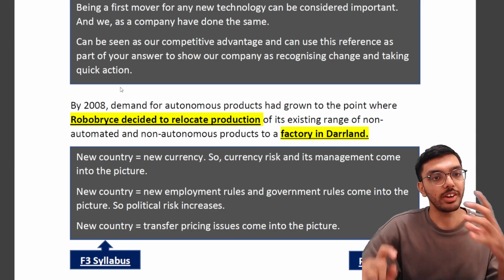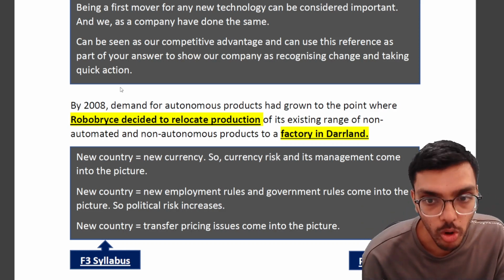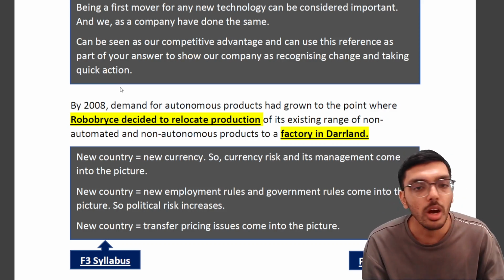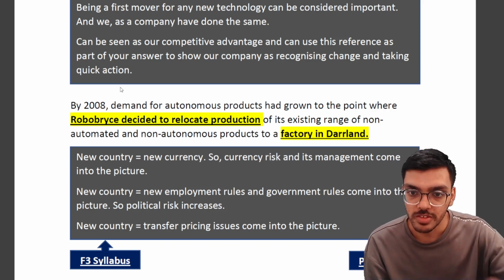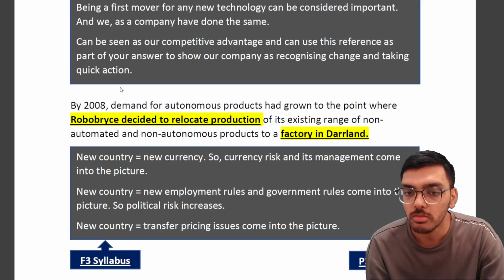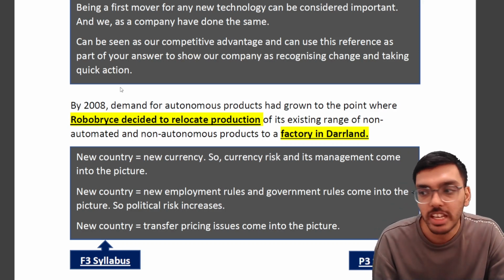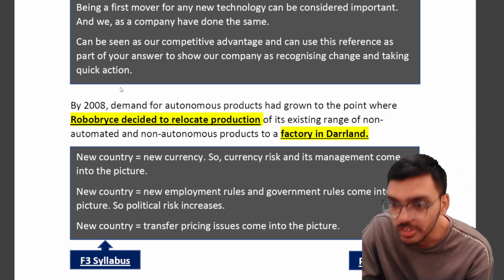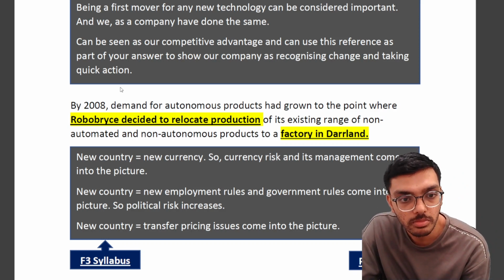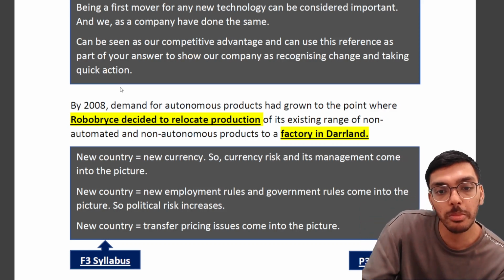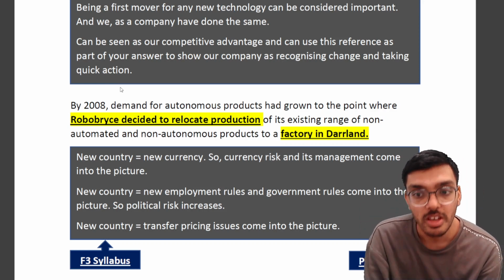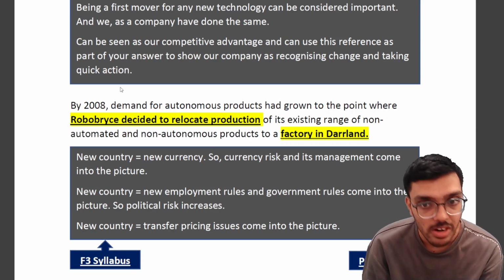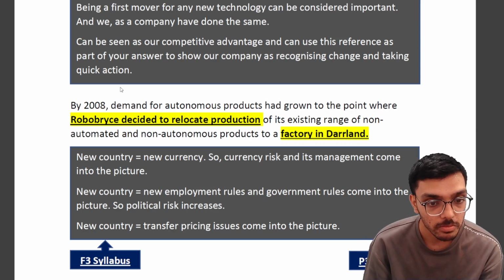Very important, Darland is a new country altogether. So new country is equal to new currency. Currency risk and its management comes into the picture because very clearly now you have operations in 2 currencies. So the currency risk will become prevalent. New country also means new employment rules and government rules come into the picture. So political risk, legal risk increases.